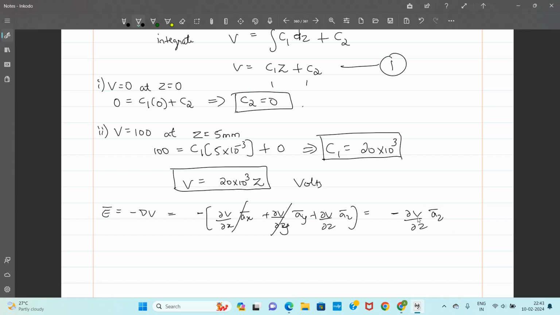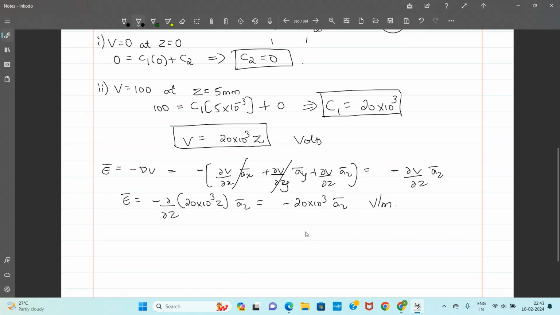So whatever V you have calculated just now, substitute it here in this equation. So I'll get E is equal to minus dou by dou Z of 20 into 10 power 3 Z AZ. So differentiation of this with respect to Z will give you minus 20 into 10 power 3 AZ volt per meter. This is the answer for your intensity.